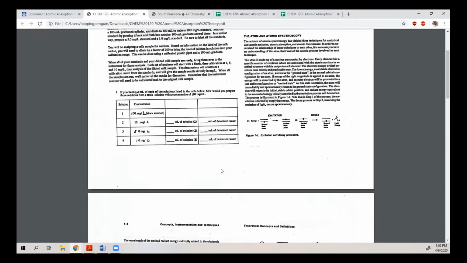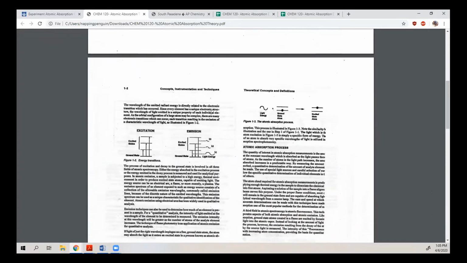The idea behind atomic absorption is that we're going to release some energy. We're going to excite our atoms of a specific element. That energy is going to flow in and excite those elements. When those elements are excited, they're going to absorb energy of that wavelength.